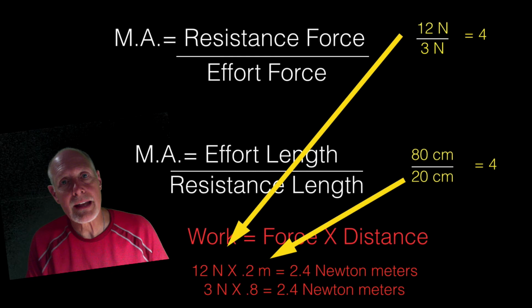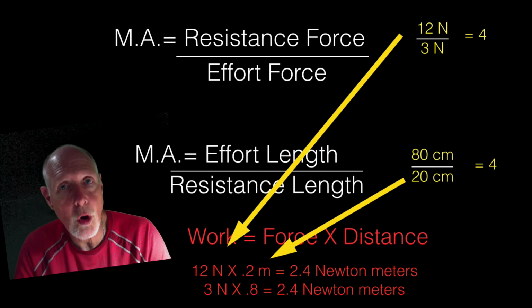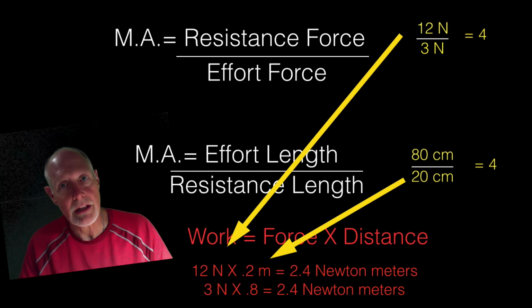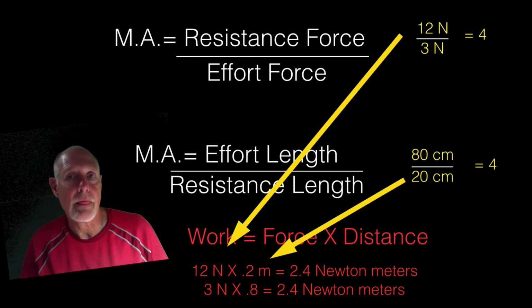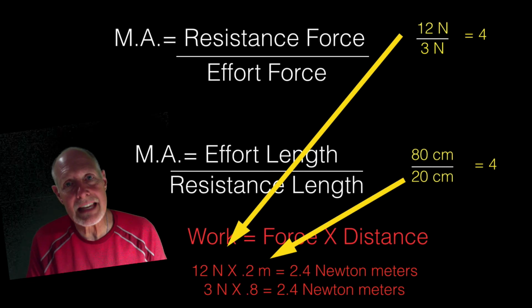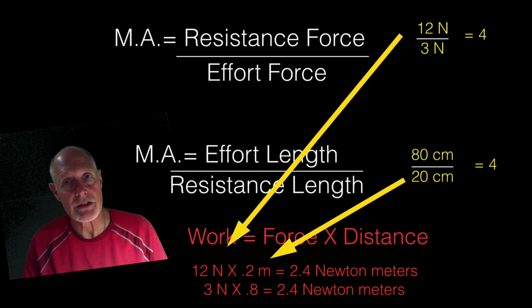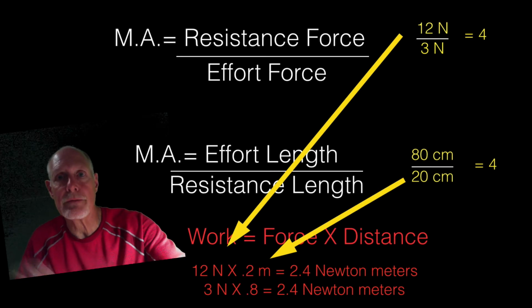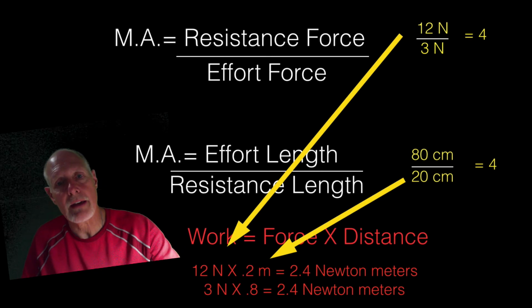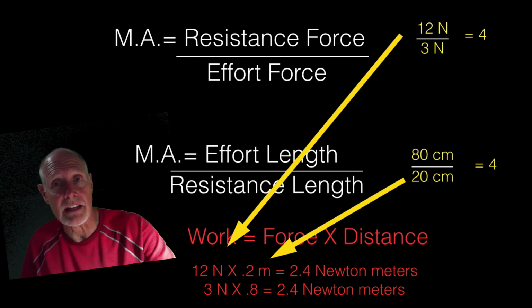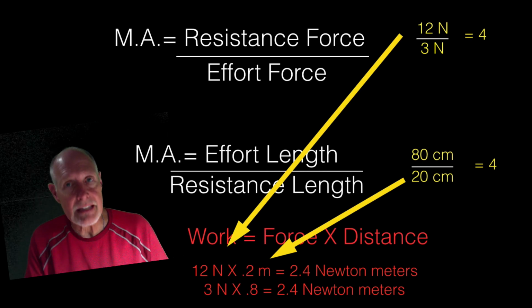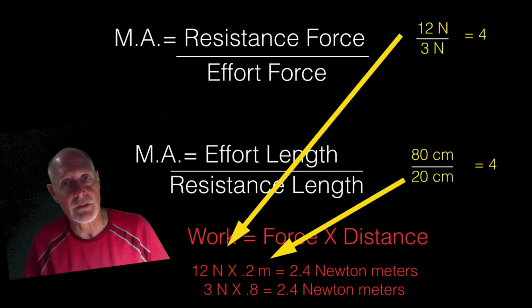All right? What I would like you to do today as homework is take a look again at your data table. I would like you to calculate the mechanical advantage for each of the situations that you gathered data for. You have resistance forces, you have effort forces, figure out those mechanical advantages. You have effort length and you have resistance length, figure out those mechanical advantages. Then also figure out the work that was done in each of these different investigations that you did.